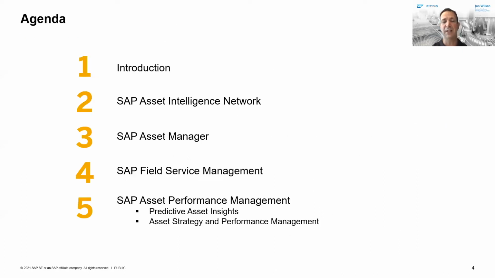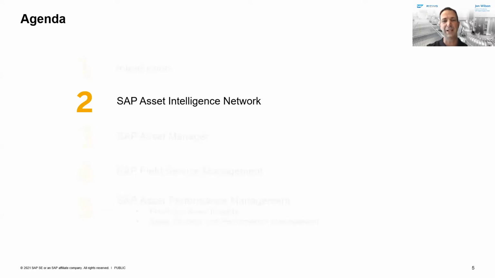We're going to cover 4 main areas today. We'll cover the SAP Asset Intelligence Network. We're going to cover the mobile asset manager solution. We're going to cover field service management, and under the banner of asset performance management, we'll cover predictive asset insights, and asset strategy and performance management. These were the areas that were covered in the session last week as well. So let's kick off with the Asset Intelligence Network.